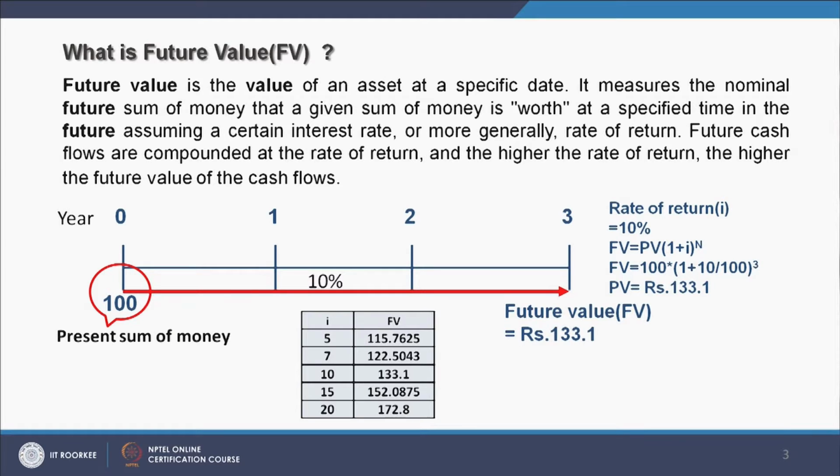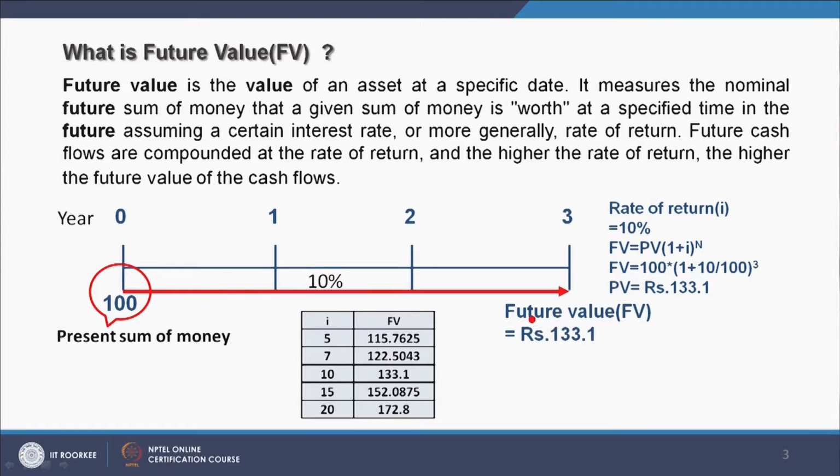Now, let us see this timeline which shows up to 3 years. At 0 time, rupees 100 is invested. Now, we want to find out what will be its value at the end of 3rd year. At the end of 3rd year, the future value of this sum of 100 rupees will be 133.1. This value is dependent on the rate of return. If the rate of return is different, this value will be different.